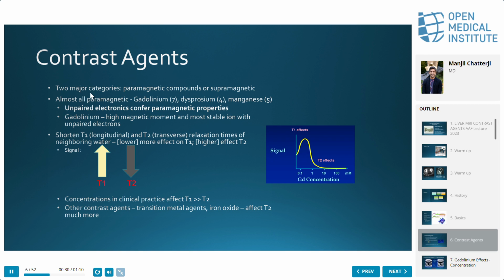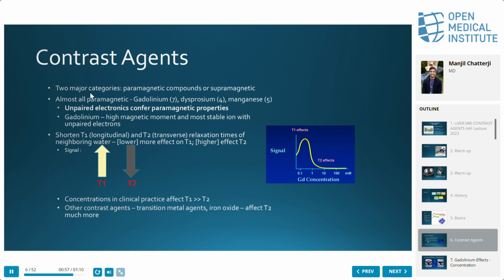The whole goal, the entire goal of contrast is to what? Make that T1 relaxation happen faster, right? And how do we do that? So I'm going to go into a little bit of MR physics here, so just stick with me. But basically, the idea there is to shorten T1 and T2 relaxation times of neighboring water. It has a much lower effect on T1s and a higher effect on T2. So then we get signal out of that.